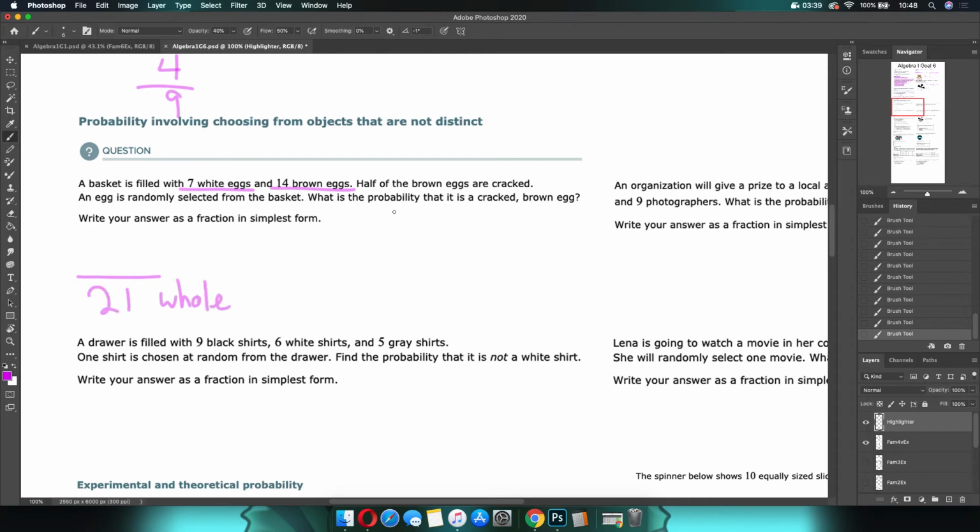21. Next we are told half of the brown eggs are cracked. That will be important. When an egg is randomly selected, what is the probability that it is a cracked brown egg?